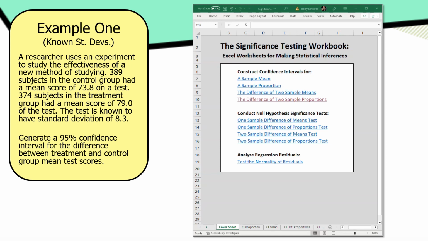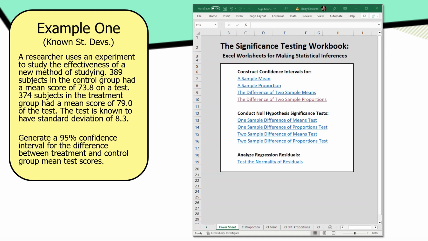All right, the first example of confidence interval for the difference of sample means. The problem reads, a researcher uses an experiment to study the effectiveness of a new method of studying. 389 subjects in the control group had a mean score of 73.8 on a test. 374 subjects in the treatment group had a mean score of 79.0 on the test. The test is known to have a standard deviation of 8.3. Generate a 95% confidence interval for the difference between treatment and control group mean test scores.